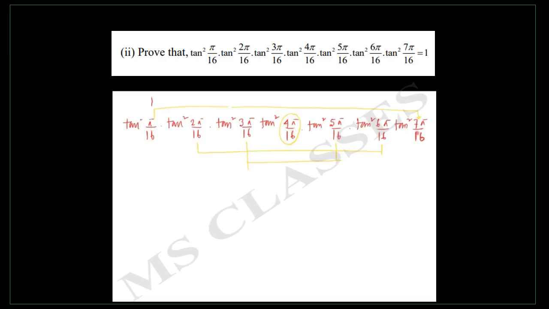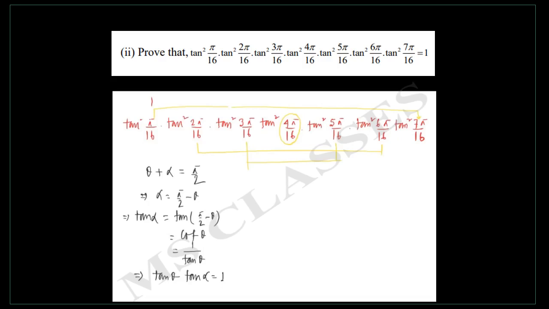So here again we can show that theta plus alpha equal to pi by 2. Now this implies alpha equal to pi by 2 minus theta. Now this gives us tan alpha equal to tan of pi by 2 minus theta, that is cot theta, which is equal to 1 by tan theta. So this implies tan theta into tan alpha equal to 1.